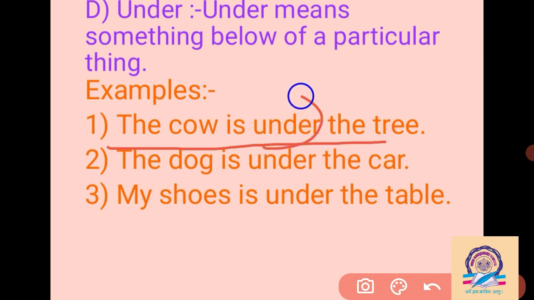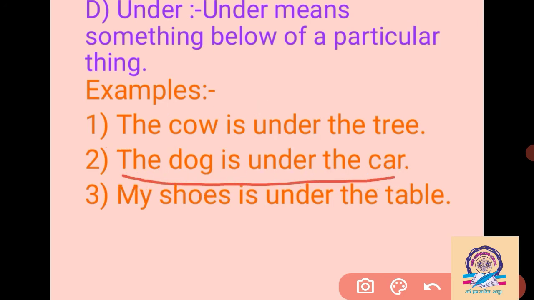The cow is here under the tree. Then the dog is under the car. So the car is upper and the dog is under the car, but is not touched here. So we have to use under here.